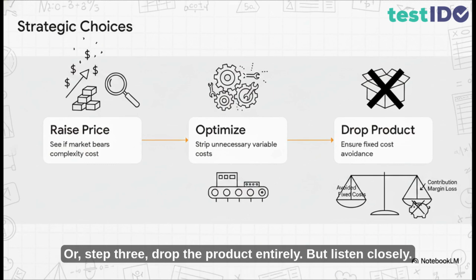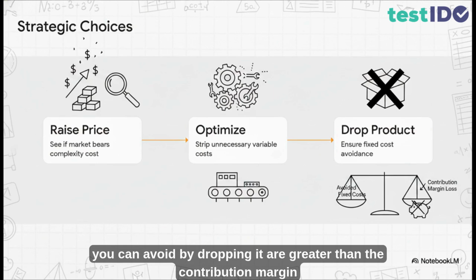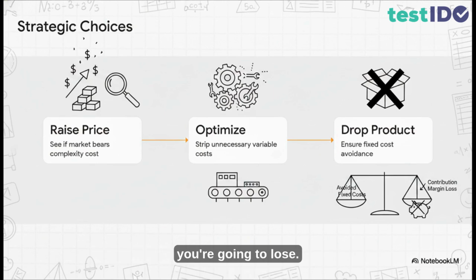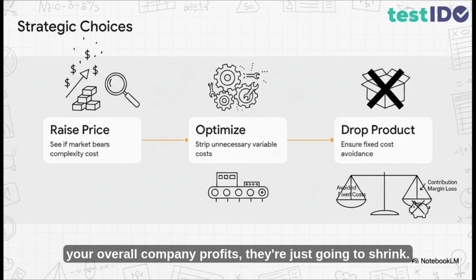Or, Step 3, drop the product entirely. But listen closely. I have to offer a critical warning right here. You should only drop a product if the fixed costs you can avoid by dropping it are greater than the contribution margin you're going to lose. If dropping the product doesn't actually save you on those fixed costs, your overall company profits are just going to shrink.